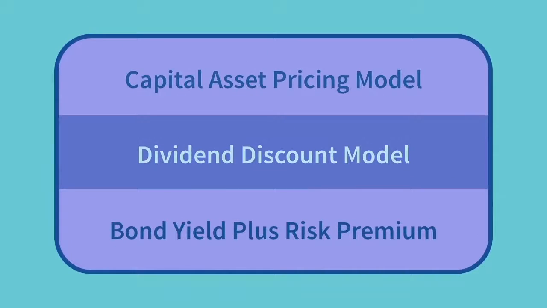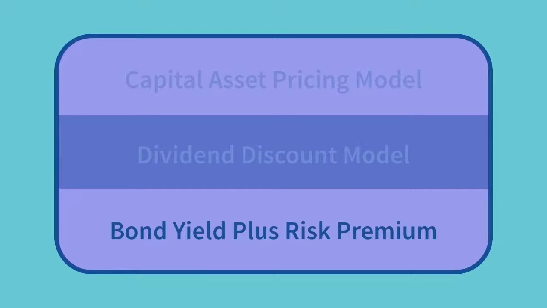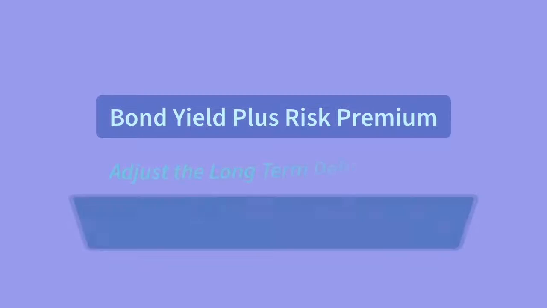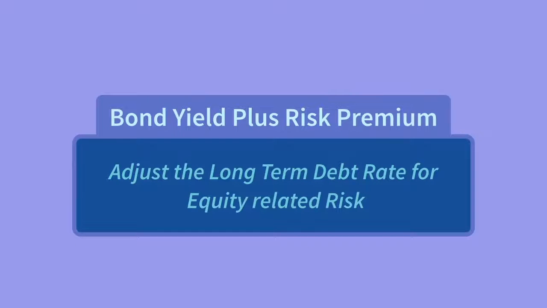Finally, then we have the bond yield plus risk premium approach. This final approach is similar to the CAPM. With the CAPM, we started with the market risk-free rate and added a risk premium to account for default risk. Here, we start with the interest rate on the company's long-term debt and adjust for risk from there.